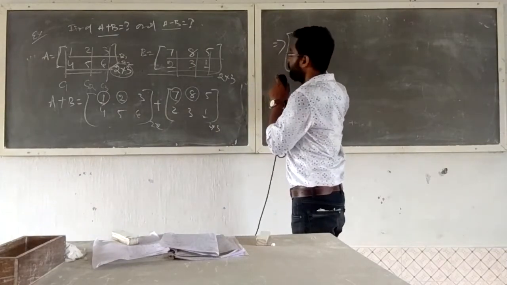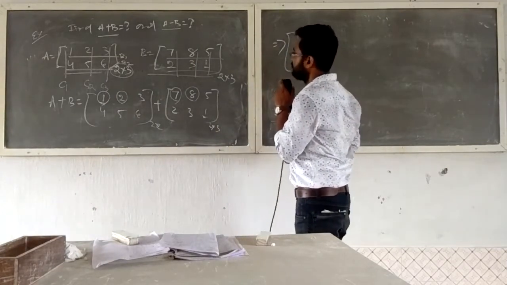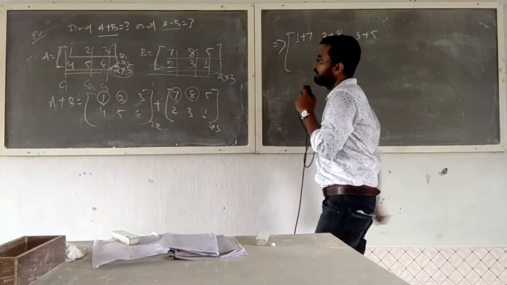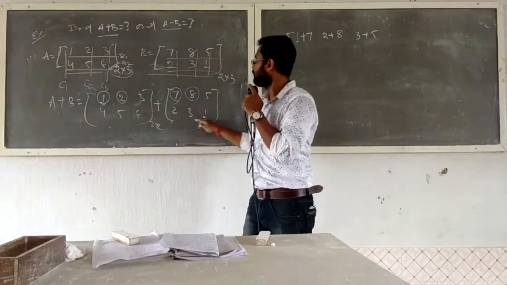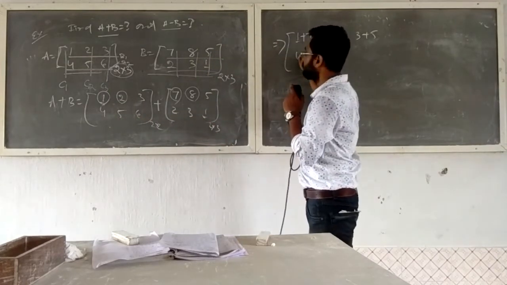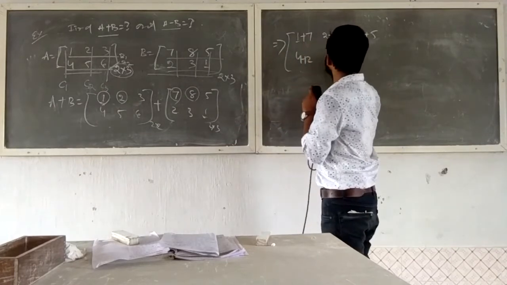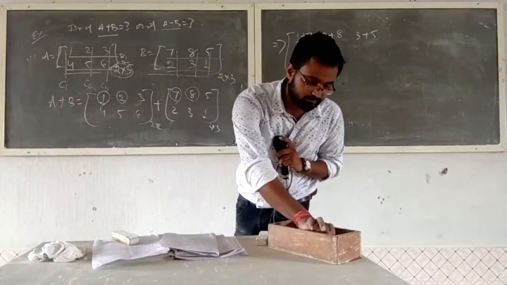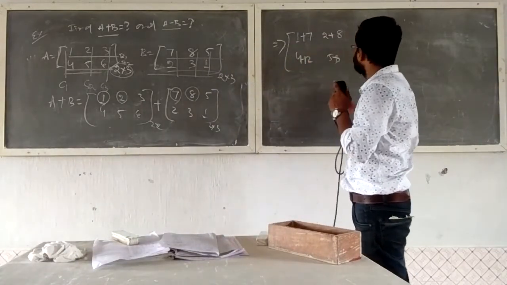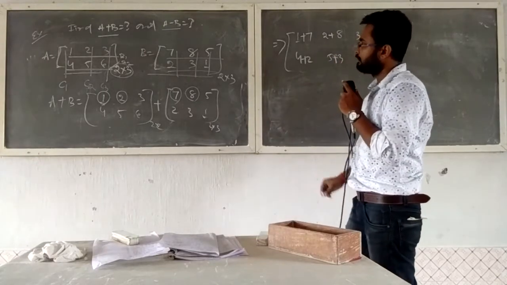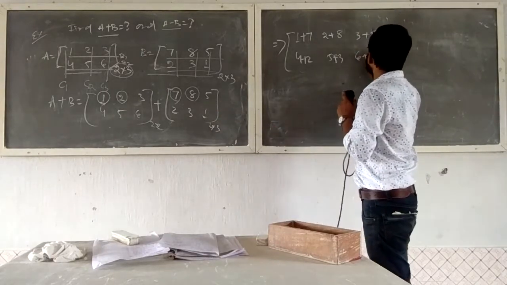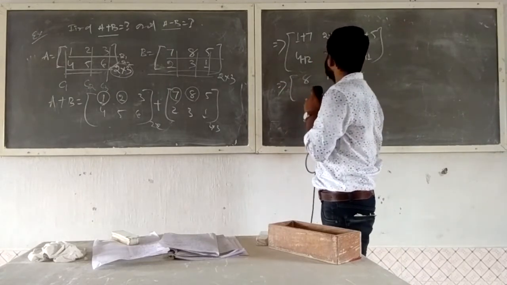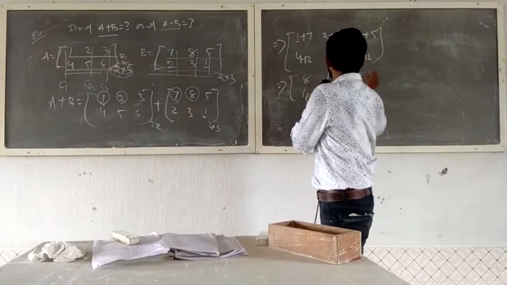That is 1 plus 7, 2 plus 8, 3 plus 5. The second row of the first matrix is added with the second row of the second matrix: 4 plus 2, 5 plus 3, 6 plus 1. That gives 8, 10, 8, 6, 8, 7.